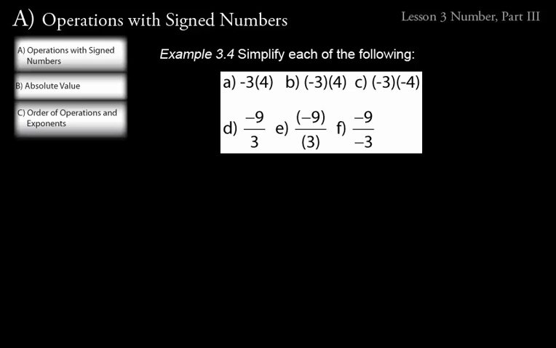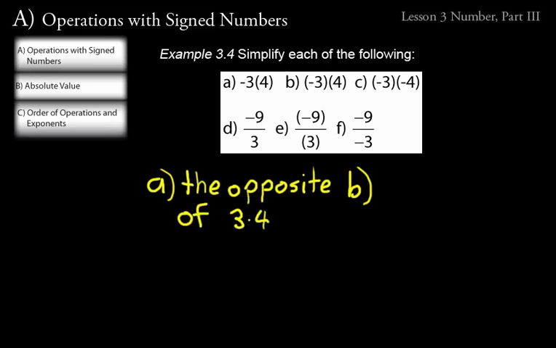Let's do some examples now, and let's do A and B together. It's important to see the difference here between these two. A is saying the opposite of 3 times 4. So there we want to just do 3 times 4, so we just write 12 down, and then we put the opposite of, so it's negative 12. So that's different than B.